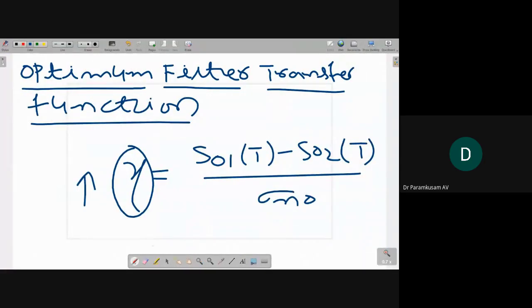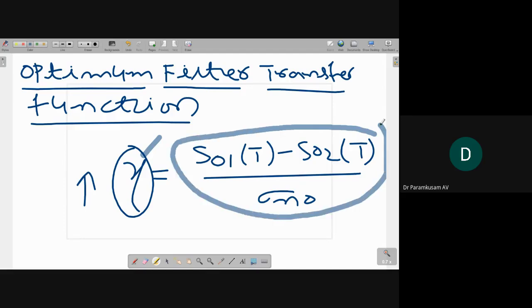In previous class we have discussed about optimum filter. What is the condition such that the optimum filter gives the maximum ratio, that is gamma? That gamma is equal to S01 of t minus S02 of t divided by sigma n naught. So the filter which gives this maximum ratio is called optimum filter.